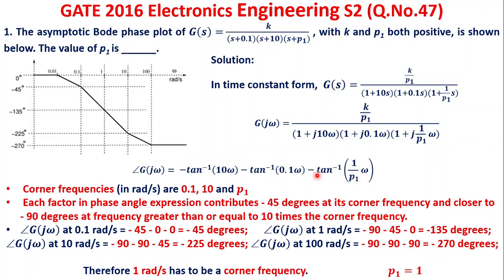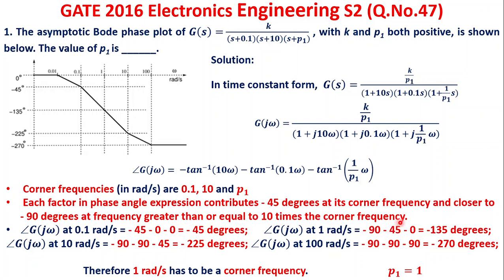Therefore, these two frequencies should definitely be greater than this frequency as far as the corner frequency is concerned. That is why I have written at 0.1 radian per second minus 45, minus 0, minus 0, minus 45 degrees. Correct? At 1 radian per second, it is minus 135. Whatever contribution the first factor was making at 0.1, now it is 10 times the corner frequency, therefore it will contribute minus 90 degrees.